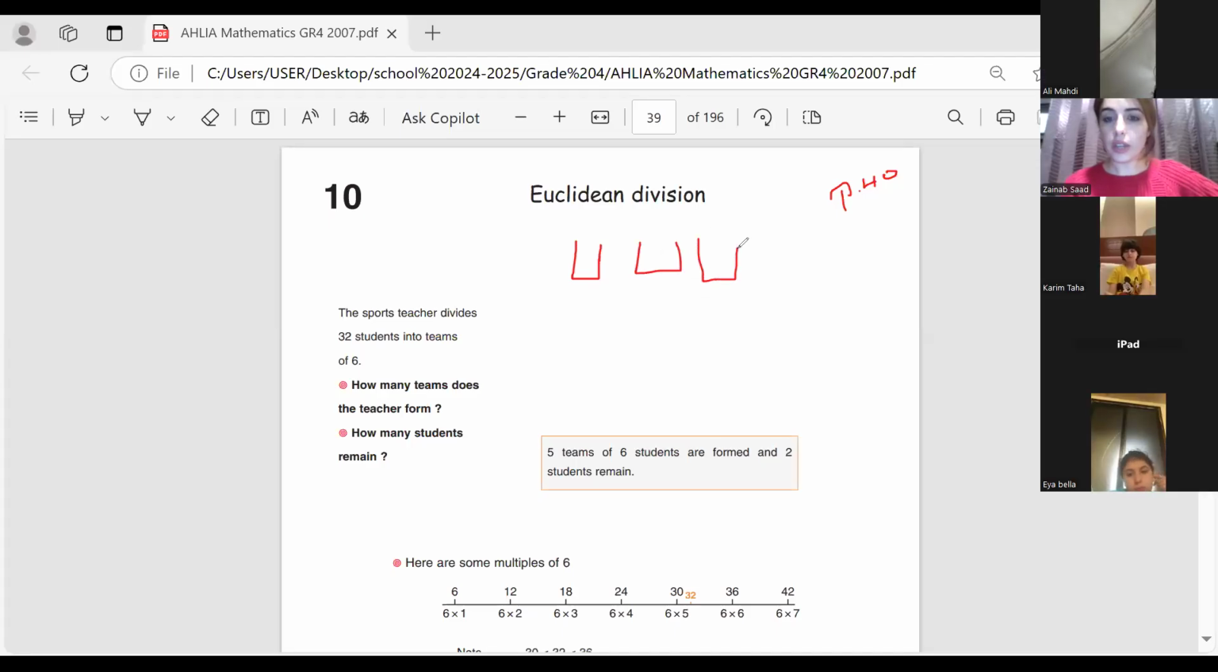2, 3, 4, 5. In each team, she's going to put 6 students. Okay, let's see. Let's consider these are the stars with the number of students.